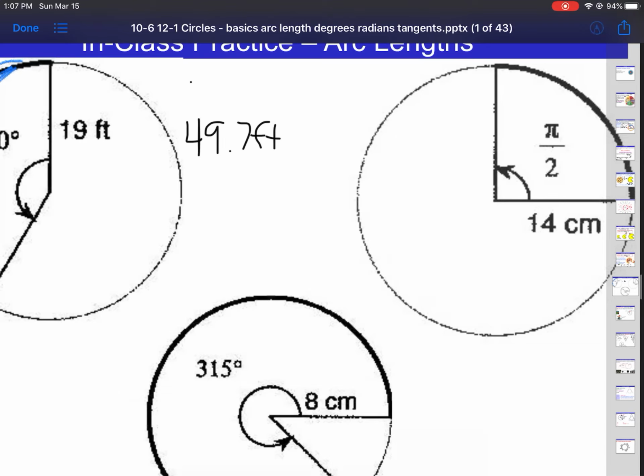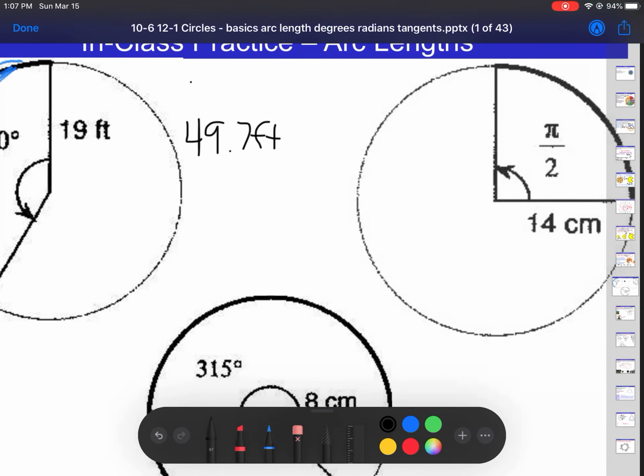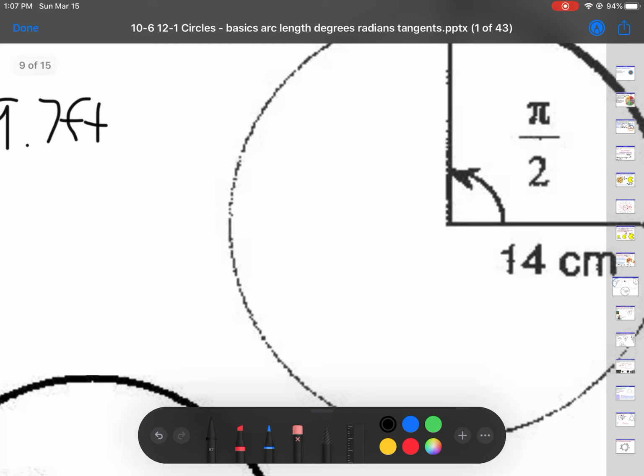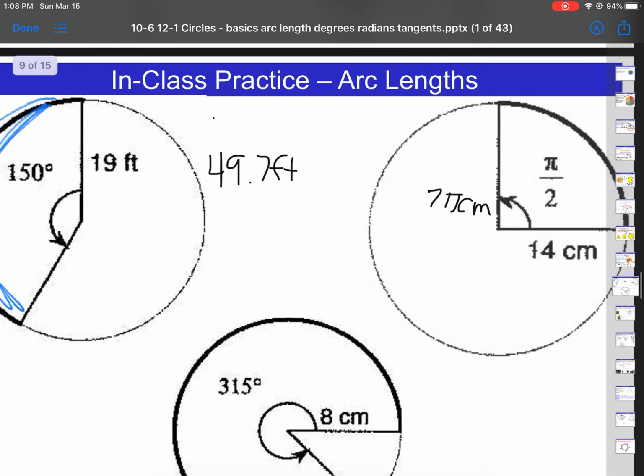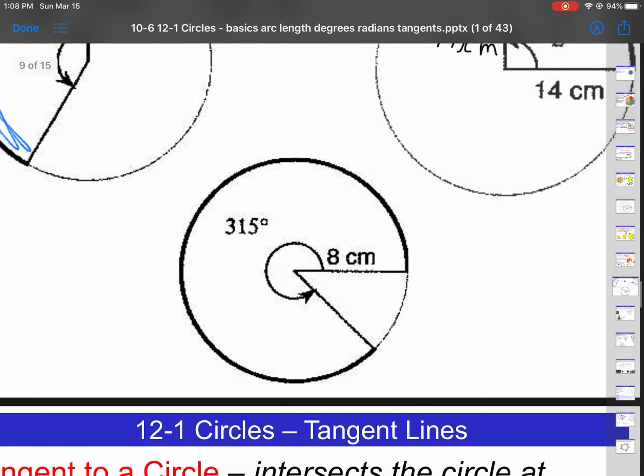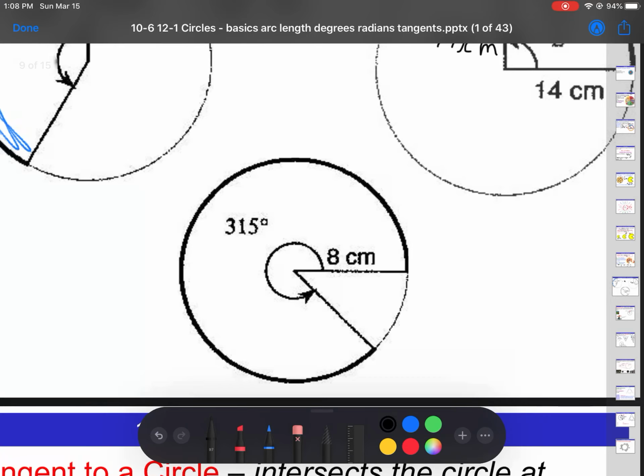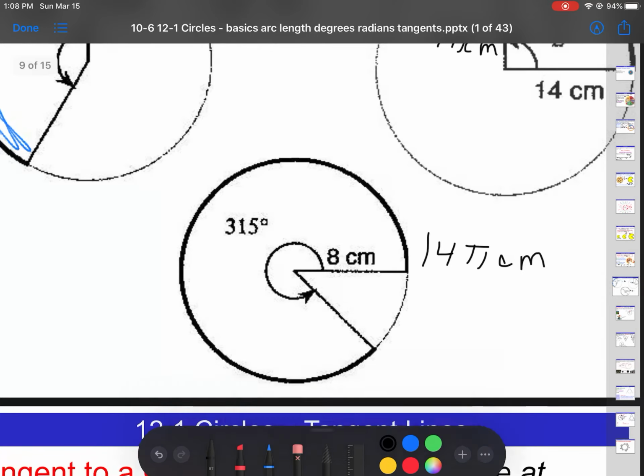And then for that one, you should be getting... I left it in terms of pi. It will tell you whether to leave it in terms of pi or to round it by multiplying through by pi. So 7 pi units, centimeters. And then the last one, you should be getting 14 pi centimeters.